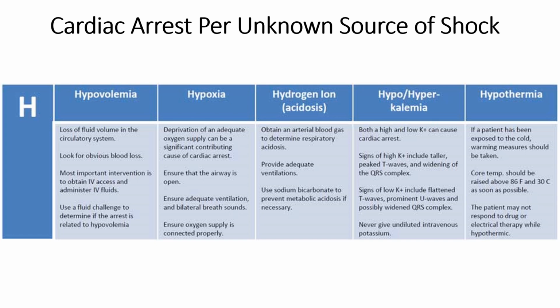So H's, hypovolemia is our first H. Was there any significant loss of fluid volume in their system? So looking for the obvious blood loss. And what's our most important intervention if we do think there was a high amount of fluid volume loss? The second H is hypoxia. Was there any deprivation of oxygen supply? Could that have contributed to the cardiac arrest?